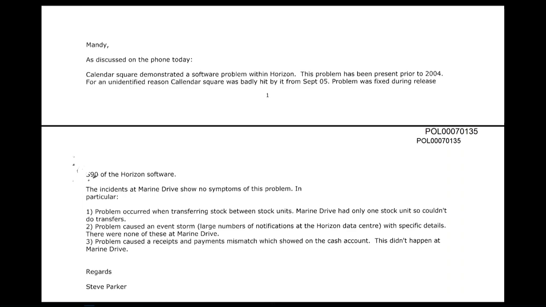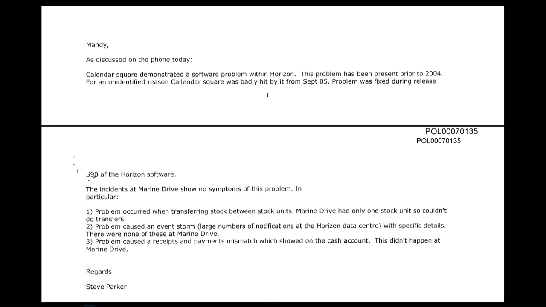You say, Mandy, as discussed on the phone today, Calendar Square demonstrated a software problem with Horizon. The problem has been present prior to 2004. For an unidentified reason, Calendar Square was badly hit by it from September 2005. Problem was fixed during release S90 of the Horizon software. The incidents at Marine Drive show no symptoms of this problem. In particular, one problem occurred when transferring stock between stock units. Marine Drive had only one stock unit, so couldn't do transfers. That's the point that Mrs. Chambers corrected last week. Yes.